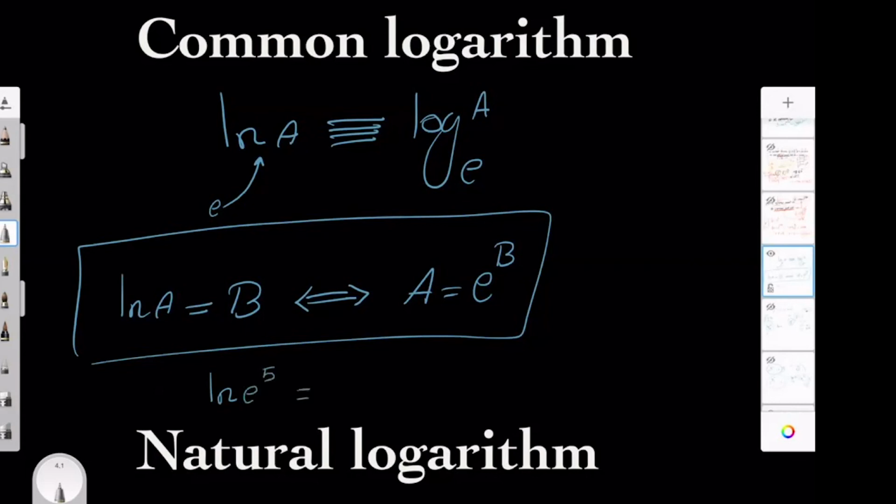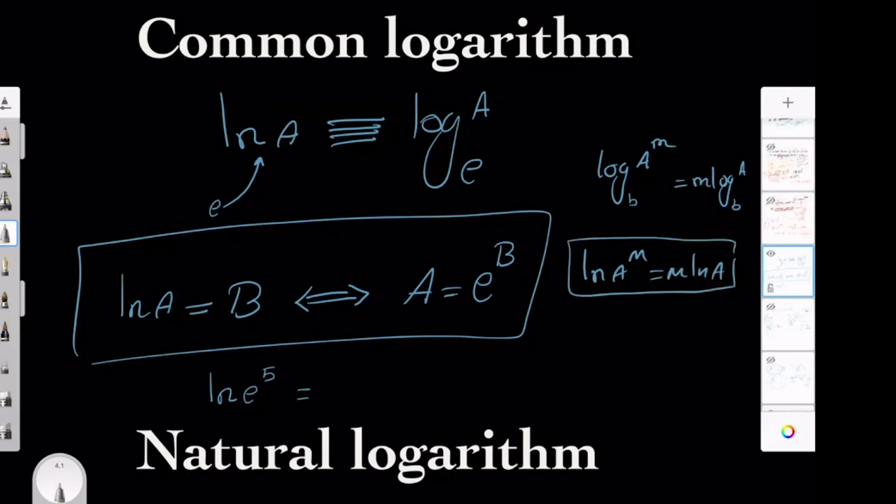What is ln of e to the power of 5? Log of a to the power of m was m log of a, any base. Ln of a to the power of m will be m ln of a. So we can apply the same formula. So this 5 will go over here. We have 5 ln of e. Ln of e equals 1, so the answer is 5.